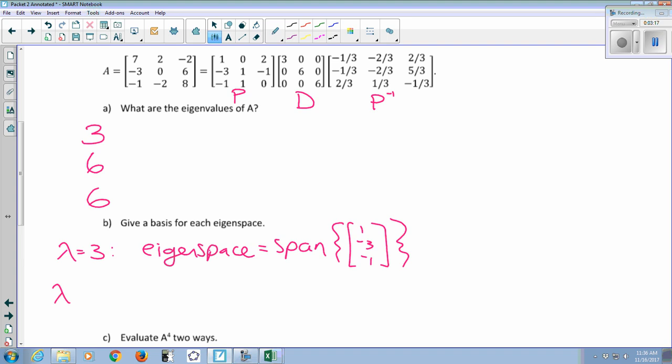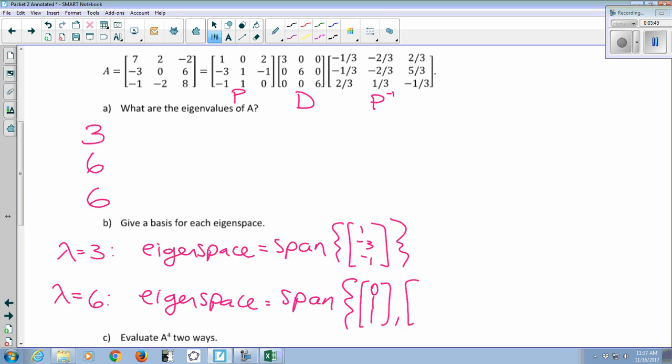And then for lambda equals 6, 6 appears in 2 different columns of D. So those 2 columns of P are both eigenvectors. They're linearly independent eigenvectors that go with lambda equals 6, and the eigenspace is the span of the 2 of them: 0, 1, 1 and 2, -1, 0.